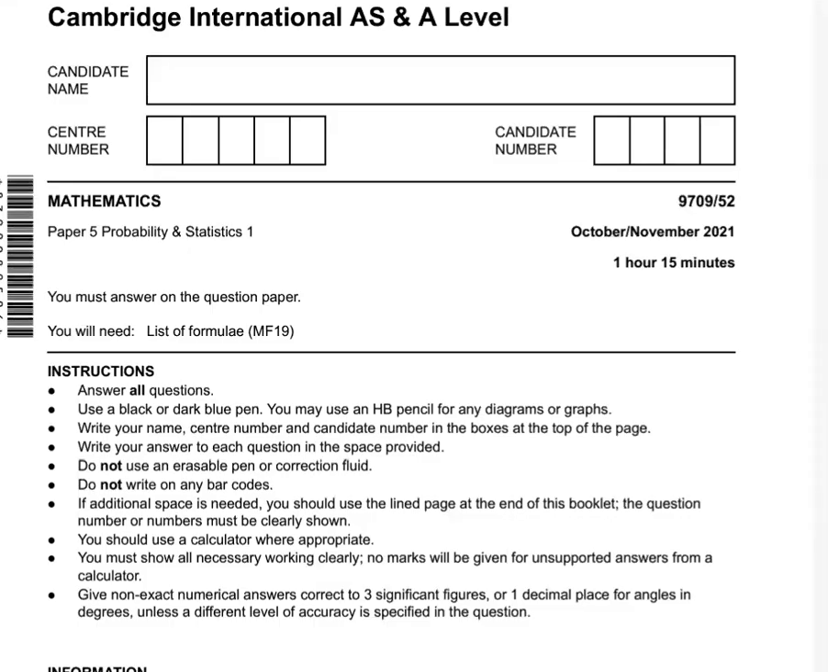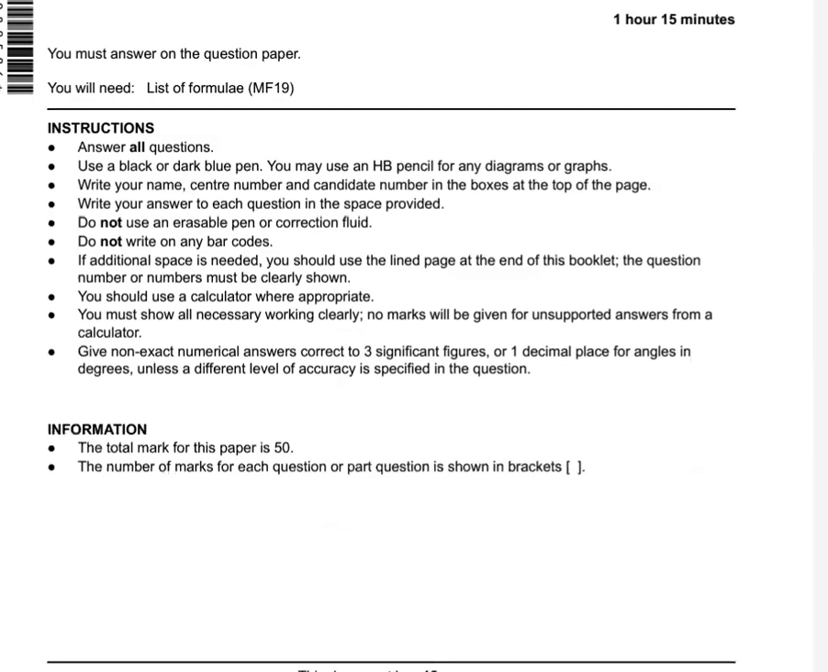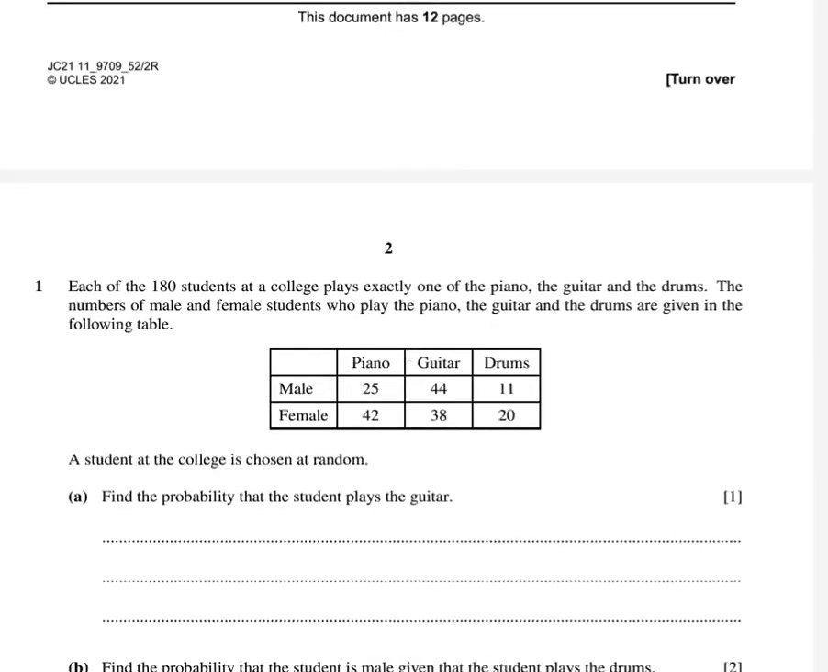Okay, let's have a look at this paper. October, November 2021, 9709, 52. The first question.